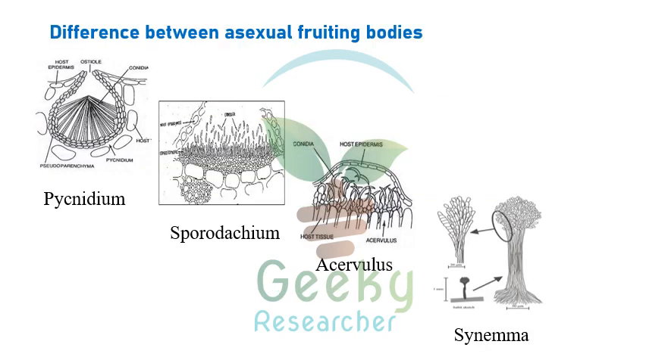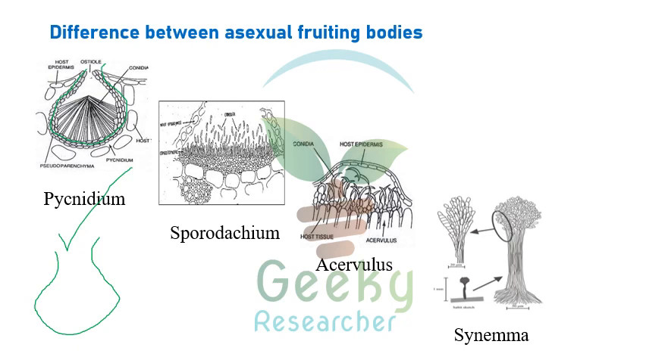So let's see the differences between the asexual fruiting bodies. Asexual fruiting bodies are very simple structures where the asexual spores are produced. The first one is the pycnidium. The pycnidium is a flask shape. See, it looks flask shaped, right? There might be a chance of asking the shapes also. So what is the shape of the pycnidium? It is a flask shaped structure with a narrow mouth.